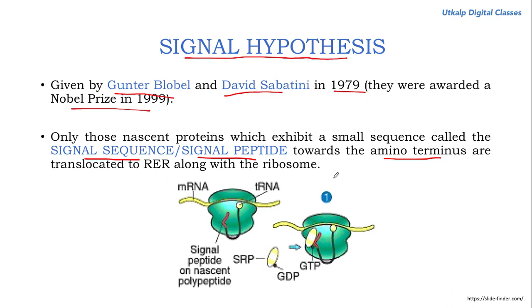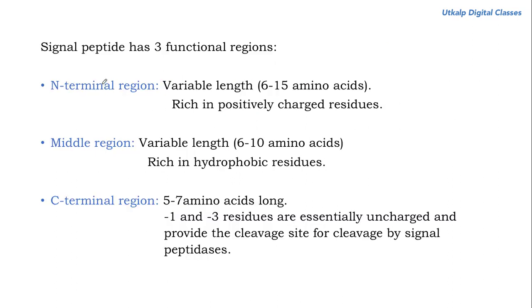There is a complete process and a lot of components involved in this process, which we are going to study a bit later. First, we are going to discuss the components, the functional regions of the signal peptide. So the signal peptide has three functional regions. One is the N-terminal region. Don't get confused between the N-terminal signal peptide and the N-terminal region of the signal peptide. So if I say this is the signal peptide, it has three regions: an N-terminal region, a middle region, and a C-terminal region.